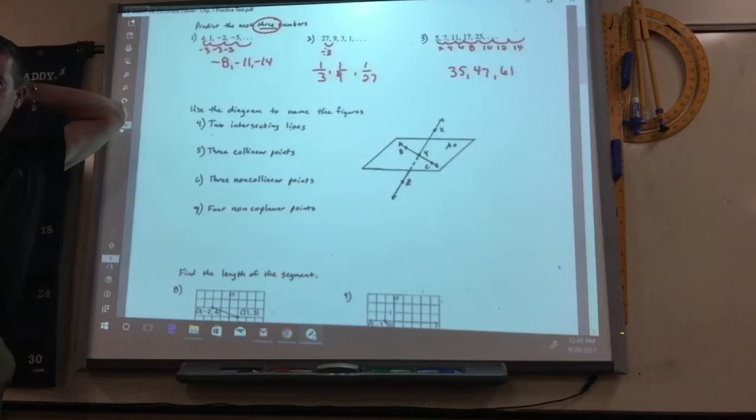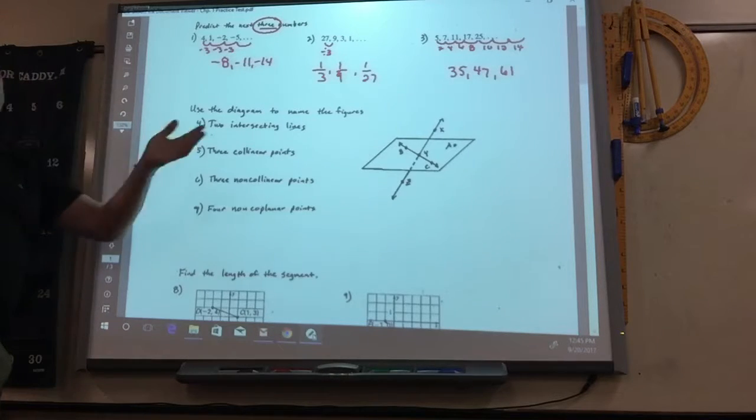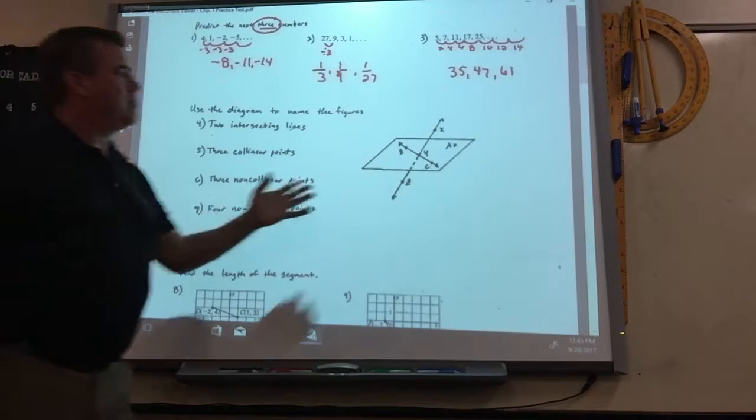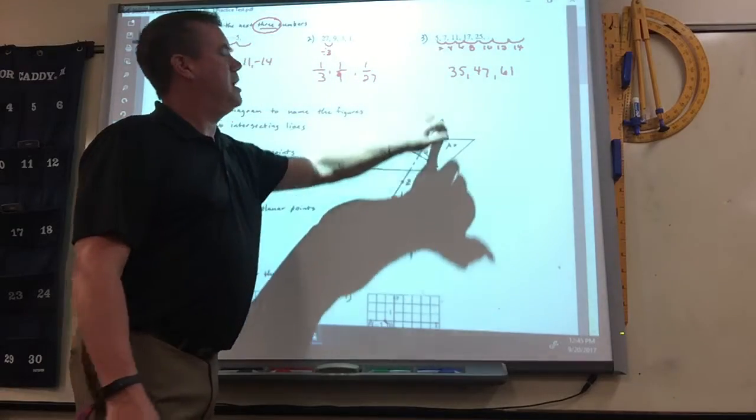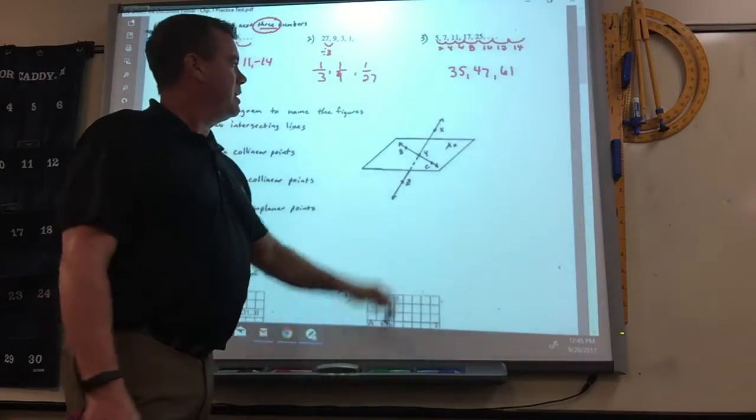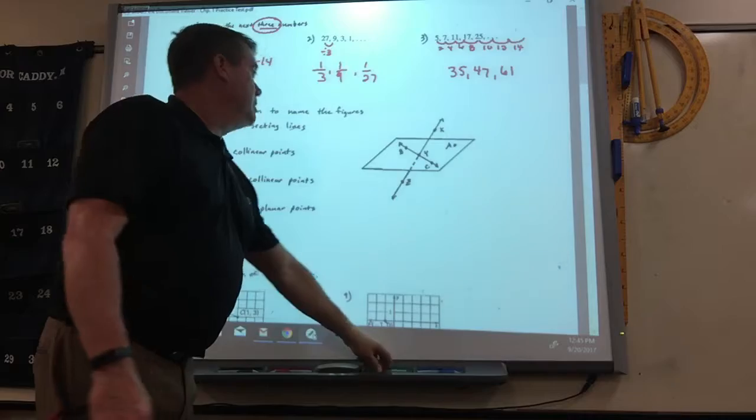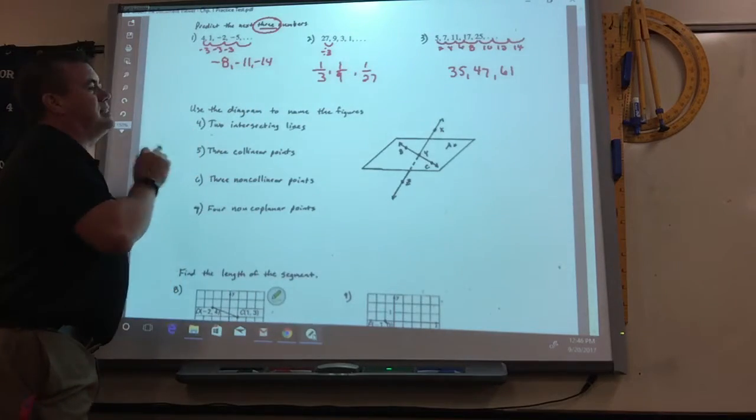Now this is from your assignment, and when we did these I told you it'd be on the test. We had a picture of a plane with a line on the plane and a line cutting through the plane and a point on the plane. So, 2 intersecting lines.